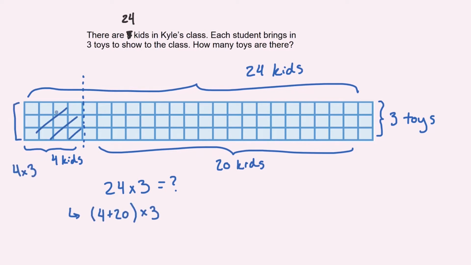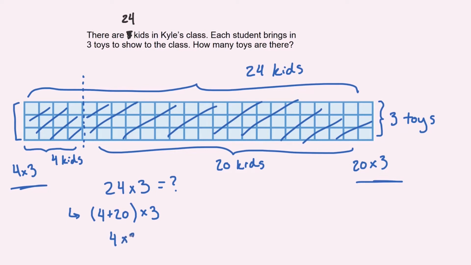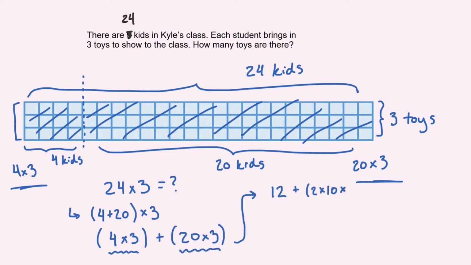This means that multiplication has a distributive property, where 3 times 20 plus 4 is equal to 3 times 20 plus 3 times 4. Now this problem is much easier to solve. We take 3 times 4 to equal 12, and 3 times 20 is what? 3 times 2 times 10, which is 6 times 10, which is 60. Now we add these two numbers together to get 72, our total number of toys.